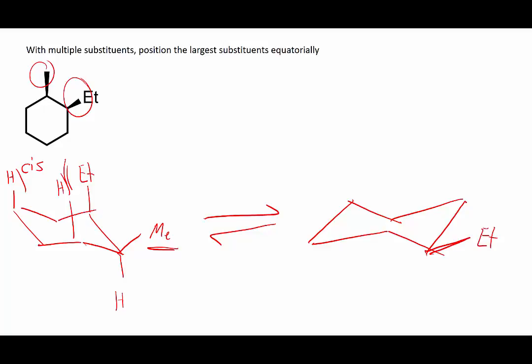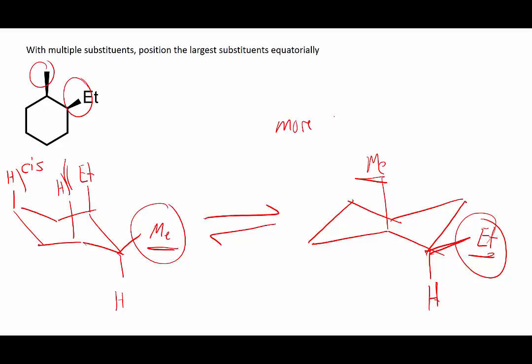If you ever want to check yourself, just draw on the hydrogen. That's clearly pointing down. The methyl group here, which was equatorial, is now going to be axial and pointed up. So now in this case, we have one equatorial group and one axial group, but the equatorial group is larger. So between these two conformations, this will be more stable.